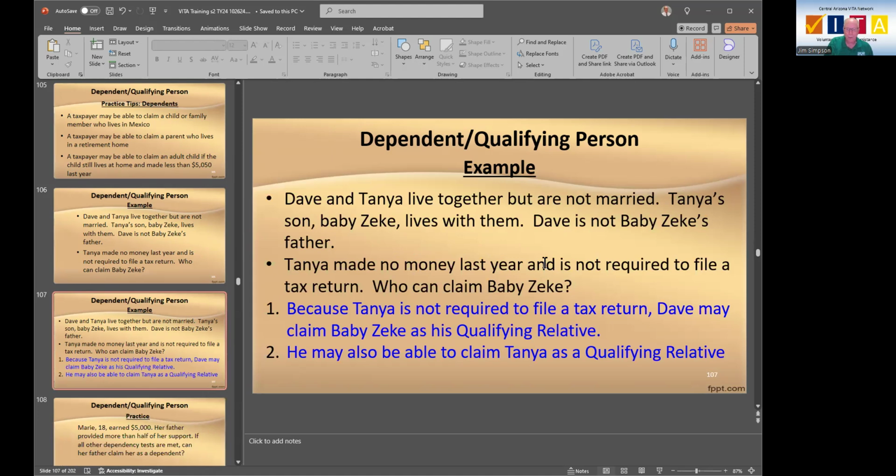Because Tanya is not required to file a tax return, Dave may claim baby Zeke as his qualifying relative. Zeke lived with him all year, right? He may also be able to claim Tanya as a qualifying relative if Tanya lived with him all year, and she didn't make more than $5,050.